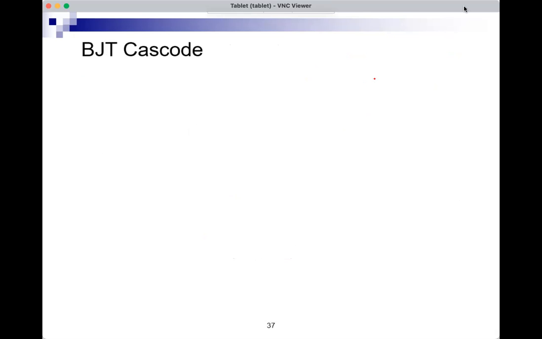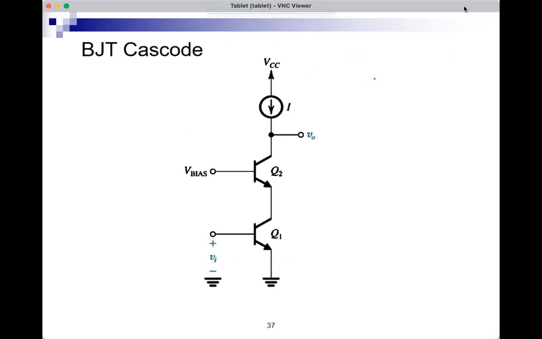Here's the BJT version of the cascode, and it's pretty similar to the MOSFET version. I have two NPN transistors, Q1 and Q2. The input is at the base of Q1. The emitter of Q1 is grounded. The collector of Q1 is connected to the emitter of Q2. The base of Q2 is at DC, and the collector of Q2 is the output.